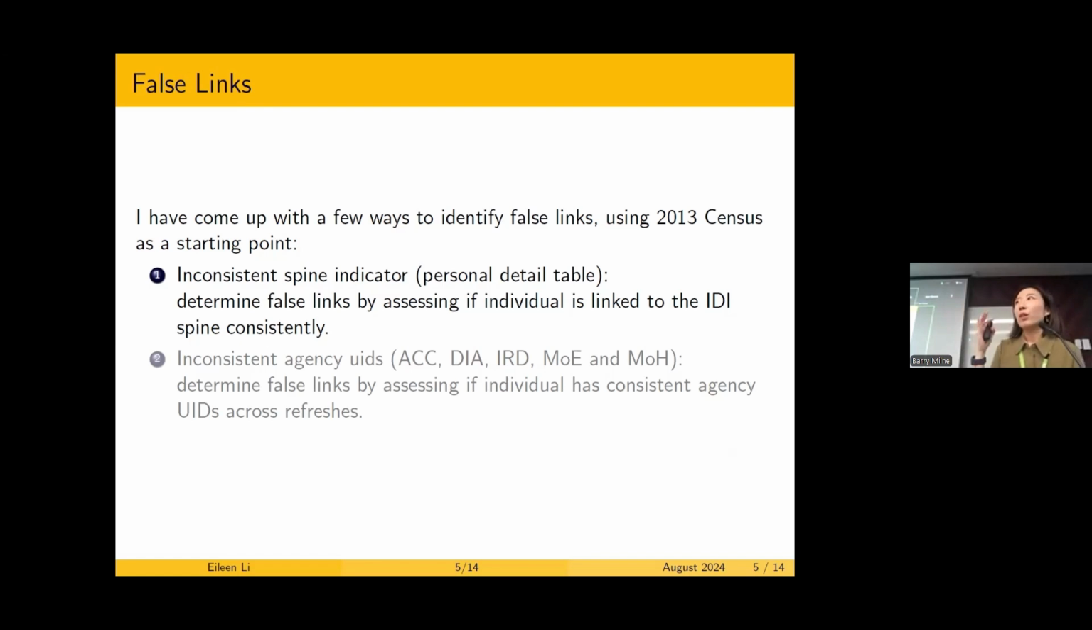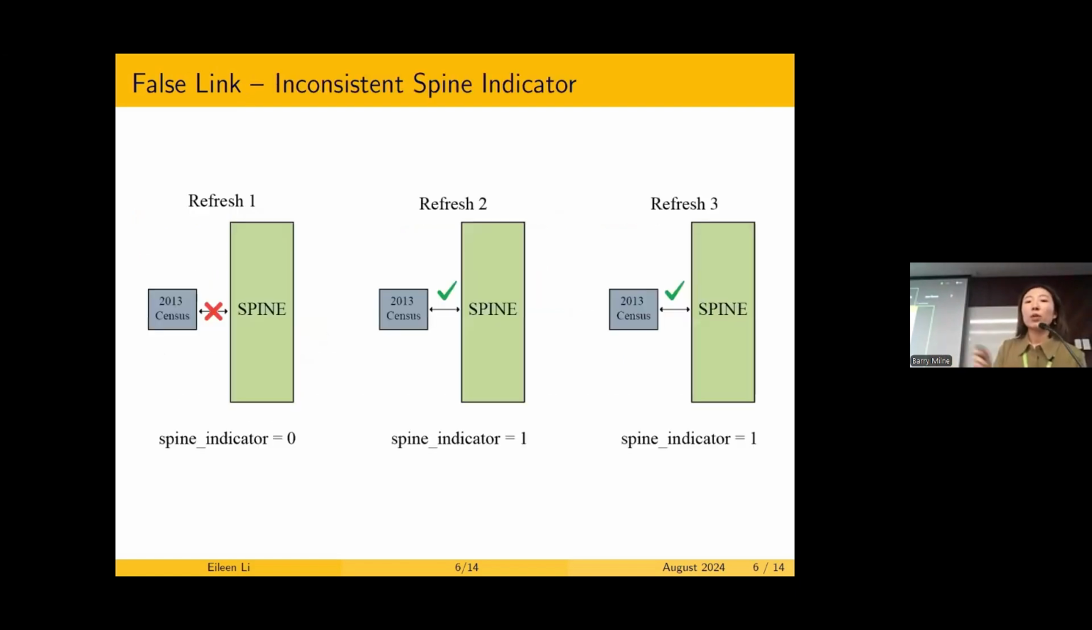So if we want to get successful linkage, we want every person from every node dataset to link to the spine. But that's not always the case. We know there are refreshes coming out every 3 to 4 months to reflect the changes in the data or the addition of new datasets. So what I did here is I tracked 2013 census respondents over time. I looked at 6 refreshes in a row and saw if they all get consistently linked to the spine.